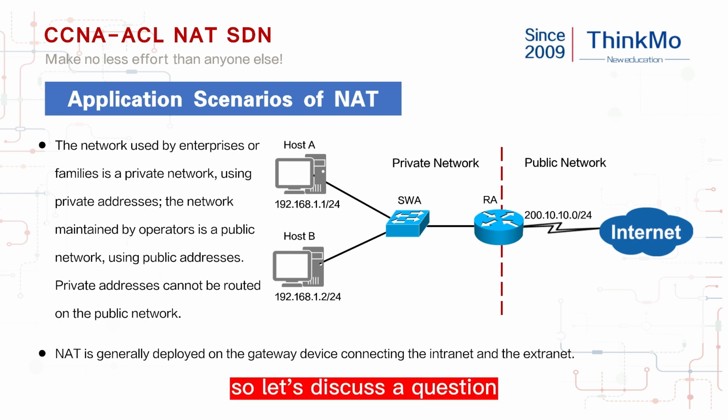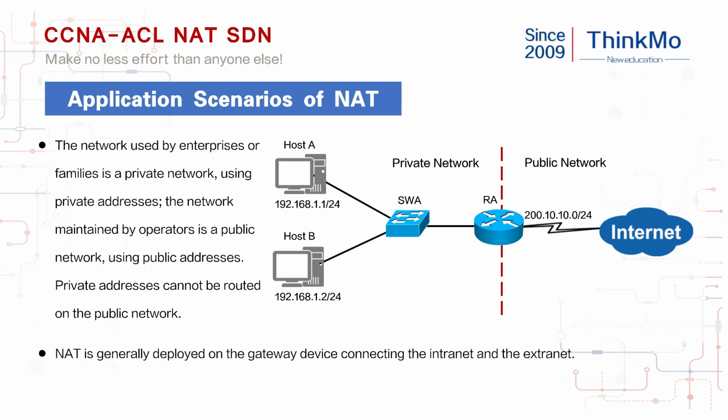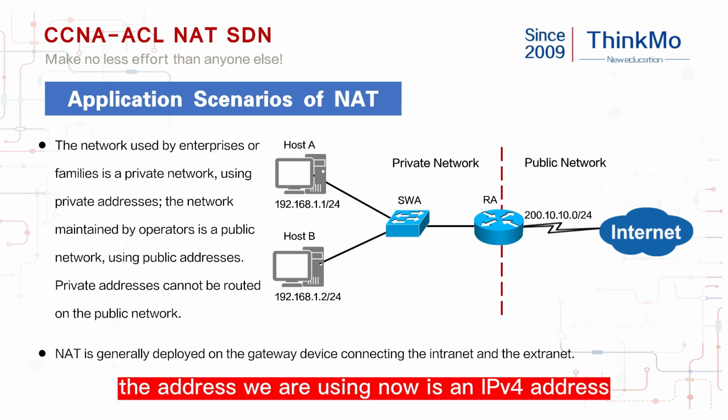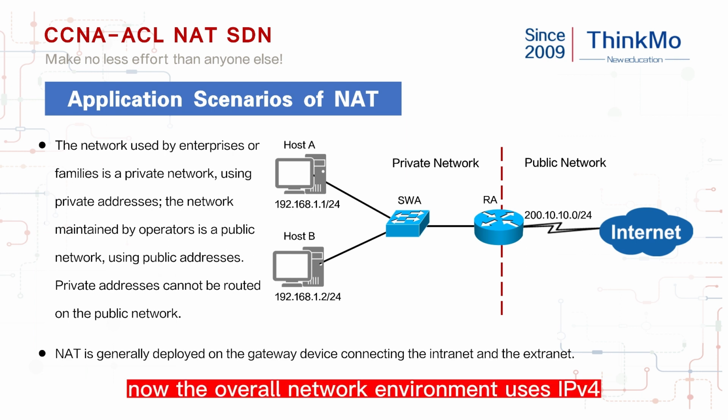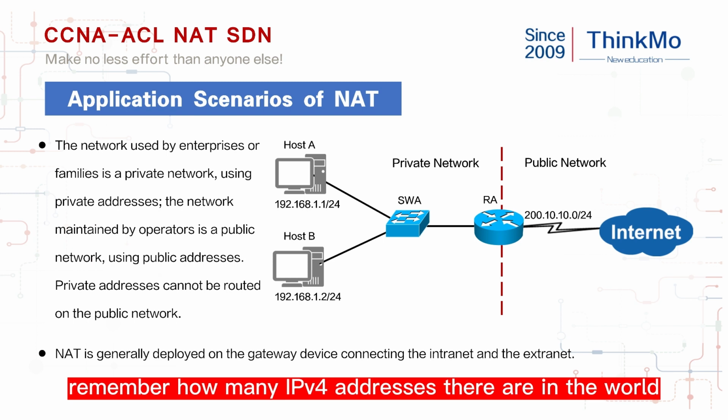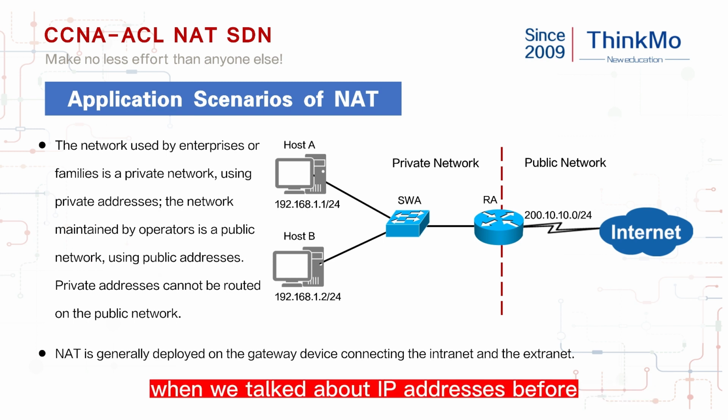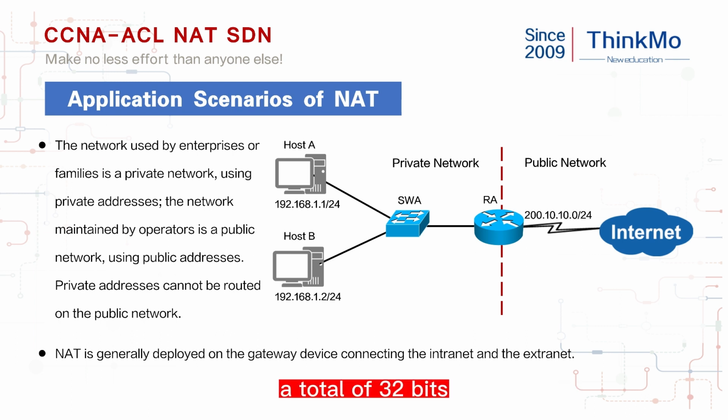So let's discuss a question. It is known that the address we are using now is an IPv4 address. Now the overall network environment uses IPv4. Remember how many IPv4 addresses there are in the world? When we talked about IP addresses before, a total of 32 bits. Each bit has two values, 0 and 1. That is 2 to the 32nd power, about 4.29 billion addresses. Less than 4.3 billion.